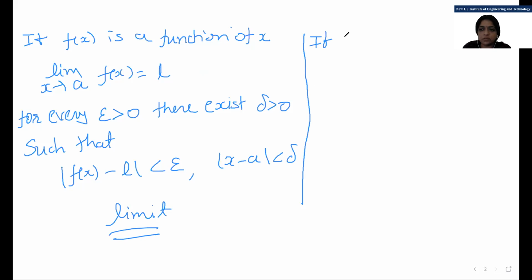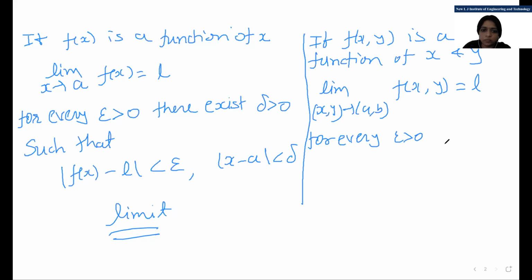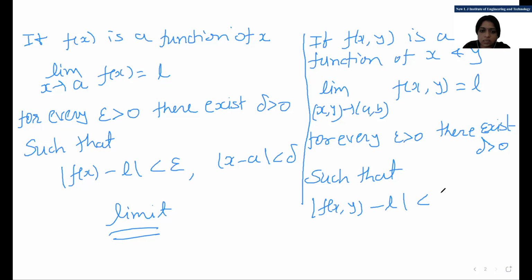Similarly, with the help of this limit, we write the definition of the limit for several variables. That is, if f of xy is a function of x and y, and limit (x,y) tends to (a,b) of f of xy is equal to L, then for every epsilon greater than 0, there exists delta greater than 0 such that mod of f of xy minus L is less than epsilon, where mod of x minus a is less than delta and mod of y minus b is less than delta.